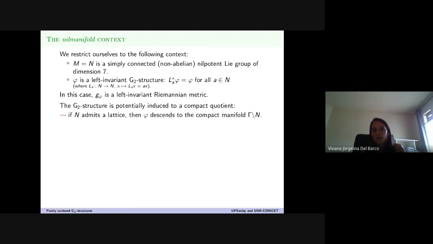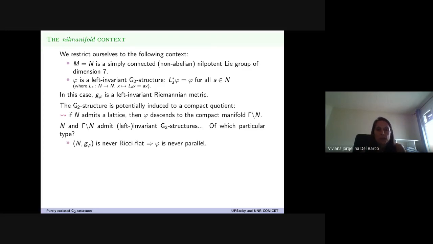Also, the interest of working with simply connected nilpotent Lie groups is that when the Lie group admits a lattice, then the three-form can be induced on the compact quotient. Okay, so what do we know in this case? Always the Lie group and the compact quotients will admit a left invariant G2 structure. So the topological obstruction here is solved because the manifolds are parallelizable. Okay, and the question is, of which particular type?